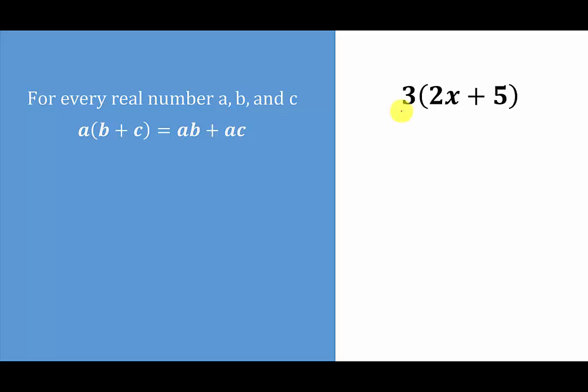Here we have the value 3 times the quantity 2x plus 5. So to use the distributive property, we're going to take 3 and multiply by the first term in the quantity, 2x. 3 times 2x is 6x. We'll repeat that process using the second term in the quantity, 3 times 5, which would be plus 15. So here our simplified form would be 6x plus 15.